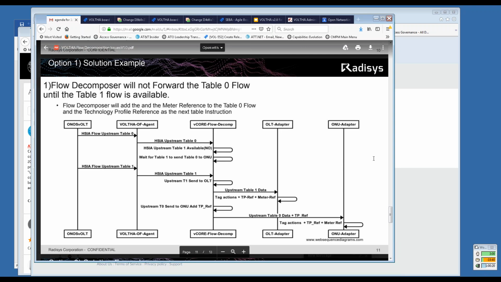Okay, so let me now come back to that OpenFlow semantics question, right? Why are they separate flows in separate tables, and why aren't they related to each other?